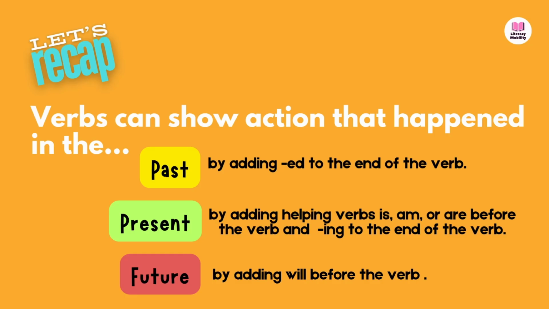So let's recap. Verbs can show action that happened in the past by adding ed to the end of the verb. Present by adding helping verbs is, am, or are before the verb, and ing to the end of the verb. In future by adding will before the verb.